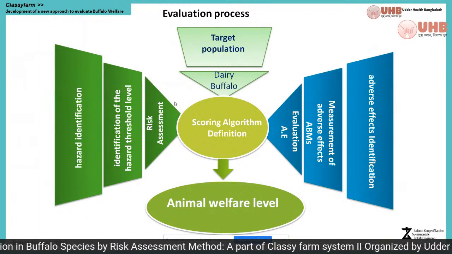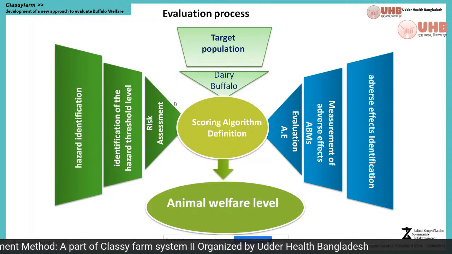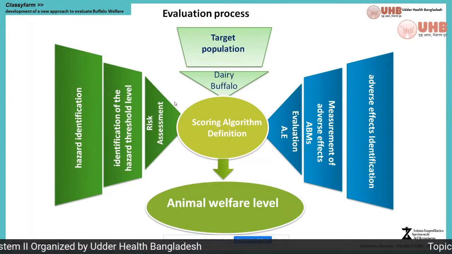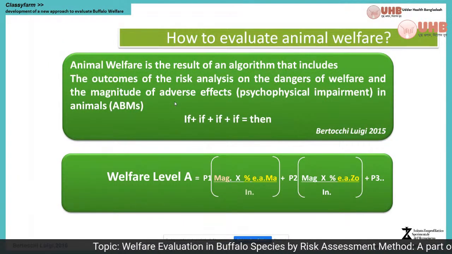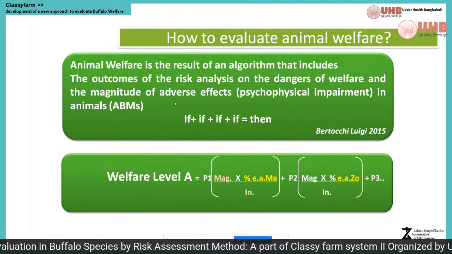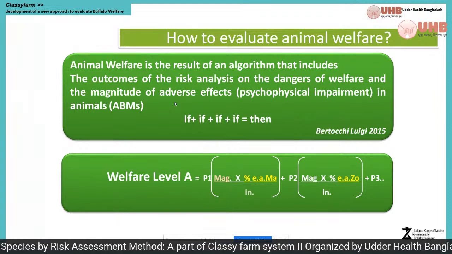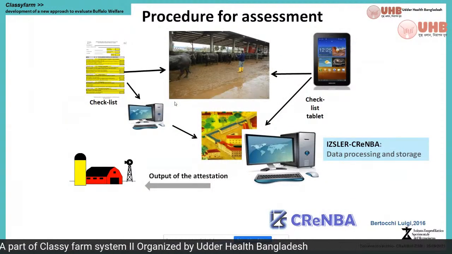During the development of the checklist, we have done these steps. On the scoring algorithm, the weight of the risk assessment and the adverse effect is 50-50. So all this information was used to formulate an algorithm that can be used to produce a numeric objective value. All this process was necessary to devise the checklist.